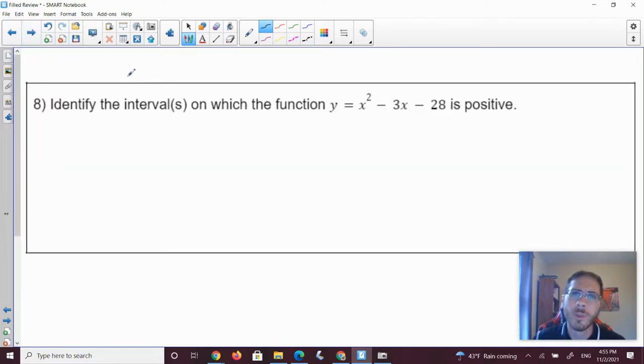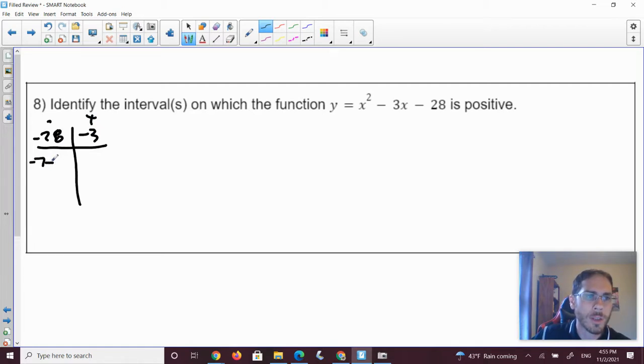Next, identify the intervals where x squared minus 3x minus 28 is positive. We're going to make our t-chart again. So we're going to multiply to negative 28, add up to negative 3. 7 and 4 seem like good choices. 7 should be negative because I need the answer of addition to be negative. So the bigger number's got to be negative. So negative 7 plus 4 is negative 3.